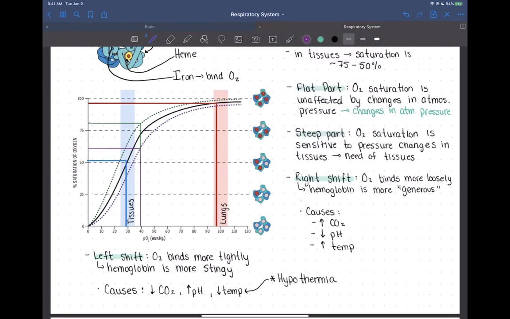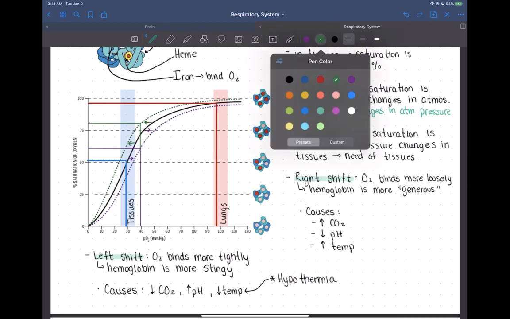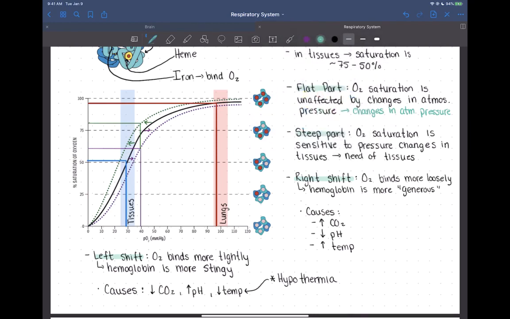So the right shift would be here in purple, okay, versus a left shift would be what we're seeing here in green, a green dotted line. When a curve right shifts, that means the oxygen is going to bind more loosely to the hemoglobin. I think of it as hemoglobin with a right shift becomes more generous. It's more willing to give up its oxygens.